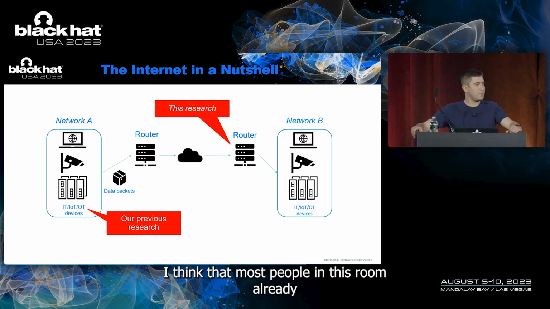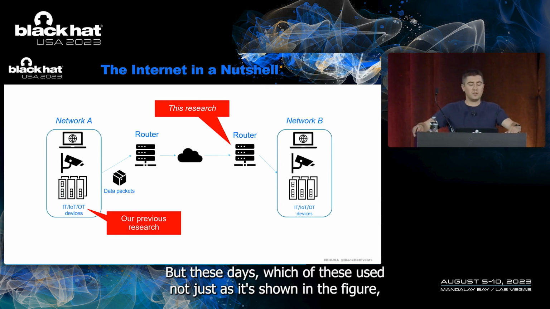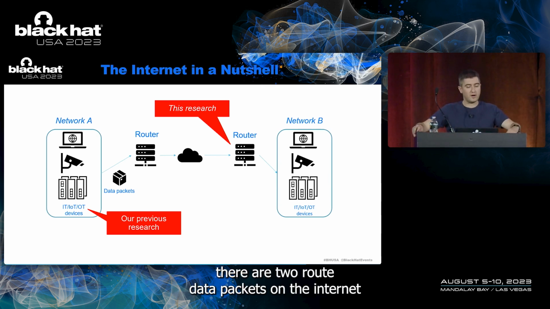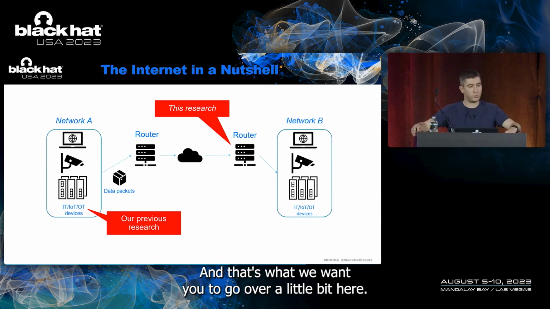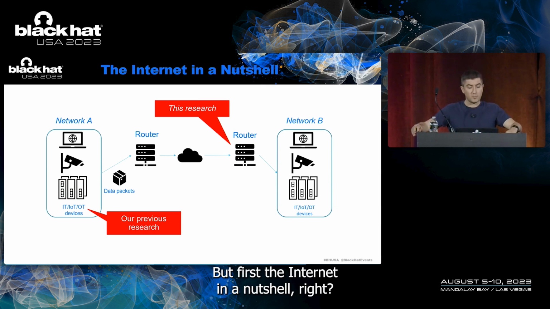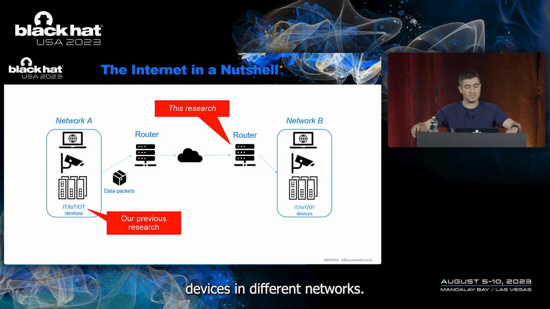I think that most people in this room already at least have a basic idea of what BGP is, but these days, BGP is used not just, as it's shown in the figure there, to route data packets on the internet between different networks, but it's also used in some different contexts, and that's what we want to go over a little bit here. But first, the internet in a nutshell, right? So we have edge devices and we have routers that connect these edge devices in different networks.